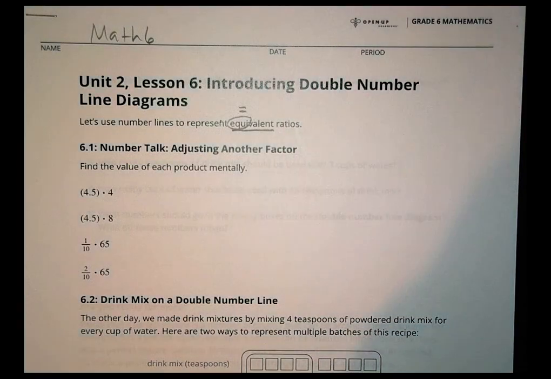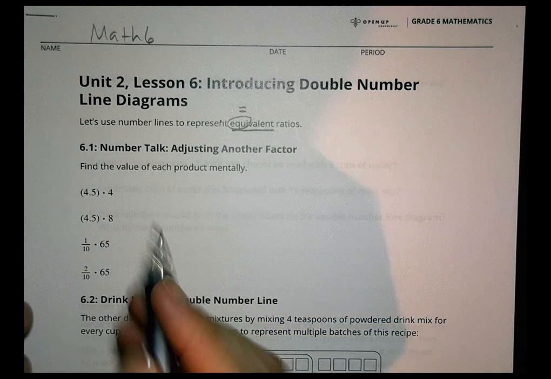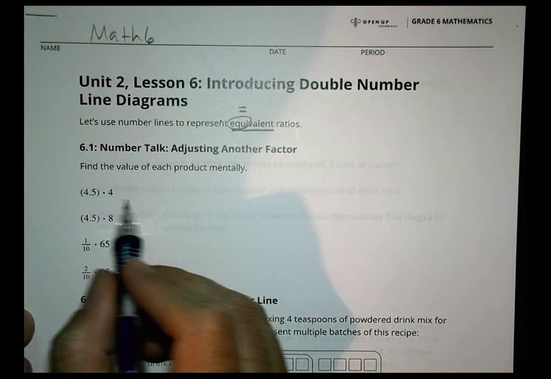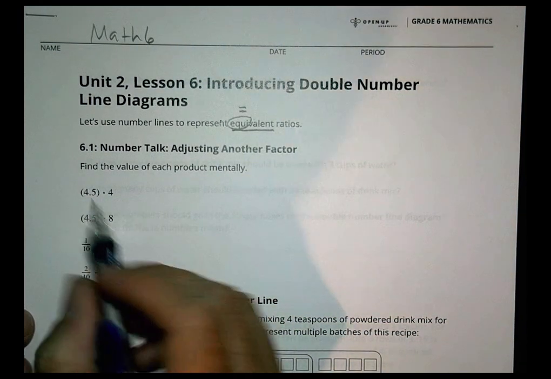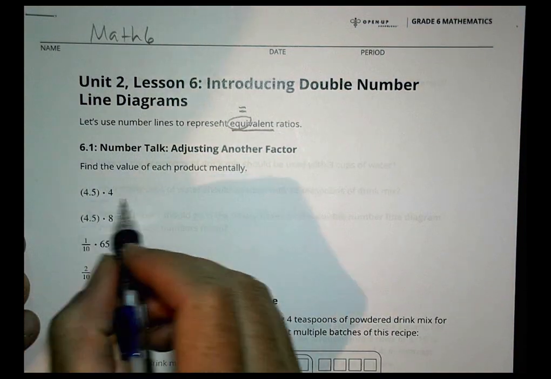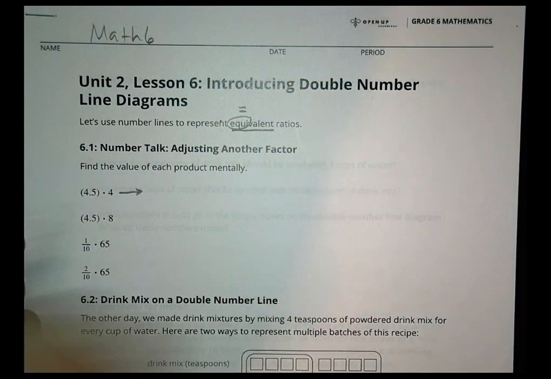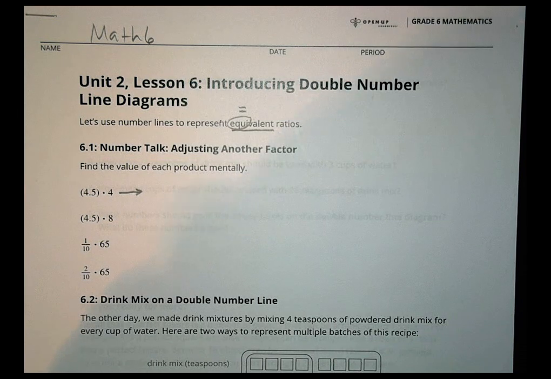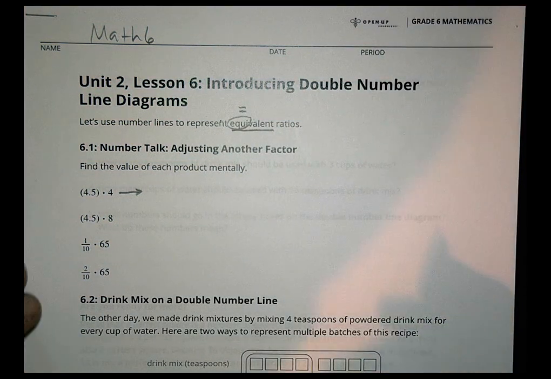Alright, so first of all, we have number talk, and it says adjusting another factor. It says to find the value of each product mentally. So this is something for you to do. What we're going to do here is give you in class today a little bit of quiet think time to process how you might solve this mentally. And so for the first one here, we have 4.5 times 4. So I'll give you a second there. How might you solve that one mentally? And again, if you're watching in class or whatever, you can press pause and then come back. I won't pause for too long, but you probably need a minute for each one.